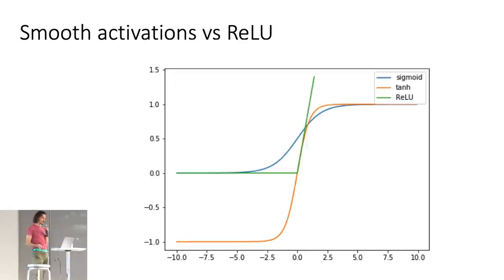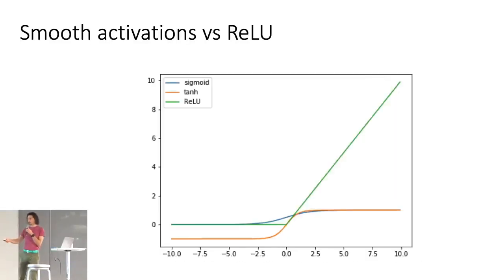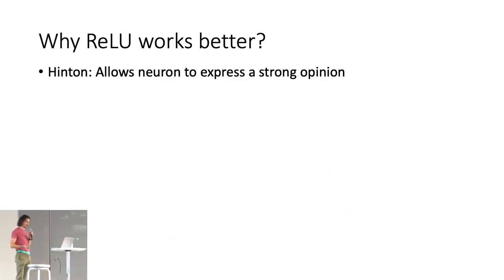Compare that to ReLU, which is the standard these days. And ReLU, yes, it does have this very large dead space, but if you're not in the dead space, then there's nothing stopping it from getting bigger and bigger and scaling off to infinity. And one of the intuitions behind why this works better, as Geoffrey Hinton puts it, is that this allows each neuron to express a stronger opinion.